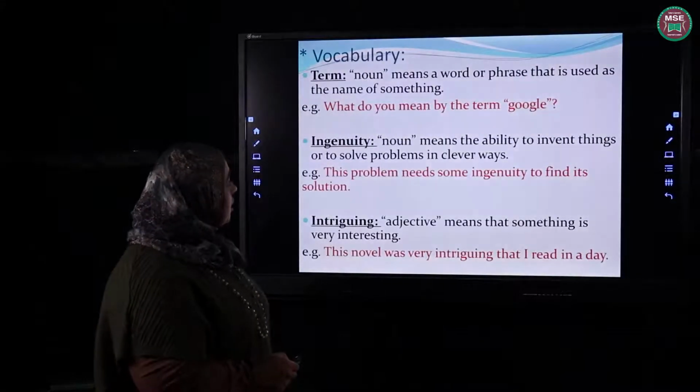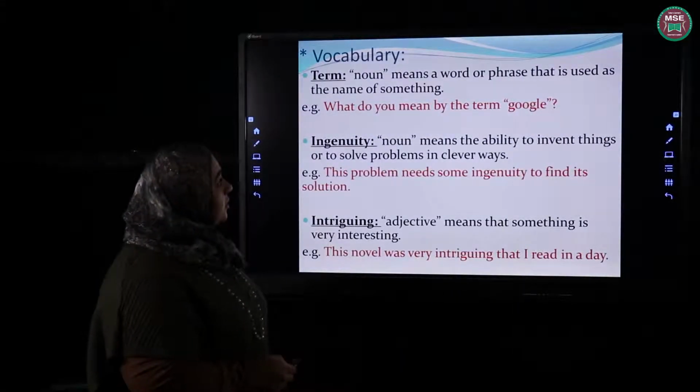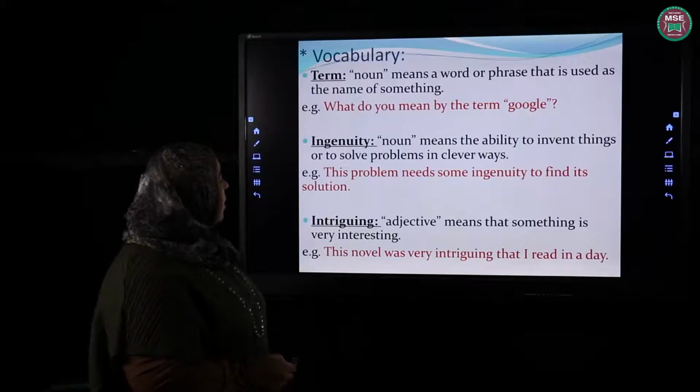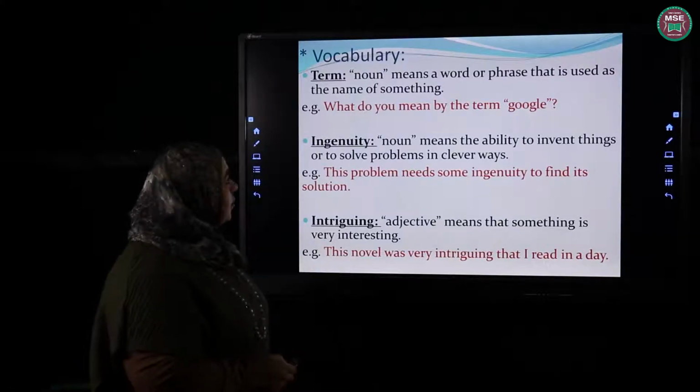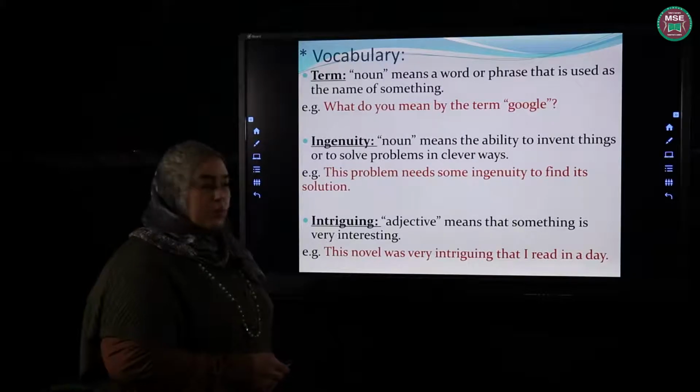What do you mean by the word term? A word or phrase that is used as the name of something. What do you mean by the term Goggle? Term is a word.